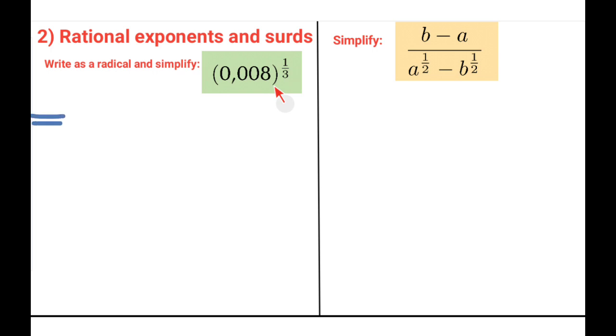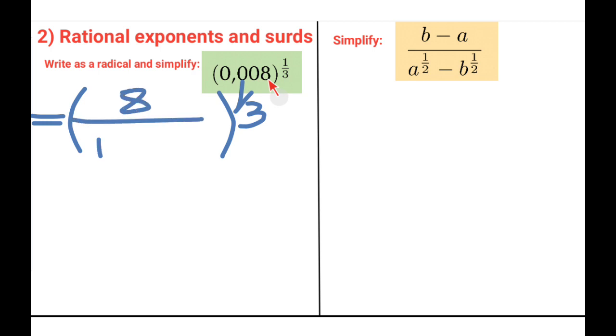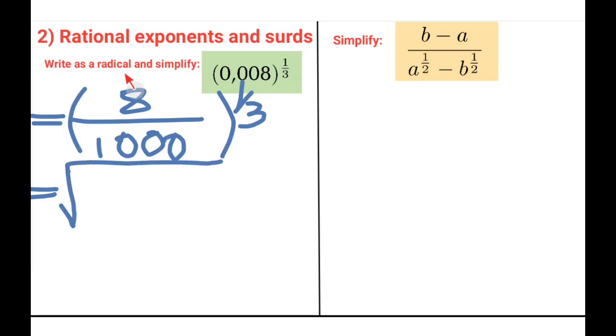So that is equal to everything you leave the same, to the power of 1/3. So you go 8/1 and 1, 2, 3. You've got 3 digits after a comma, so you leave it with 1 and 3 zeros, so that becomes 8/1000. Now remember, they said you must write as a radical, so meaning that you write as a cube root like this. So that is the cube root of 8/1000.